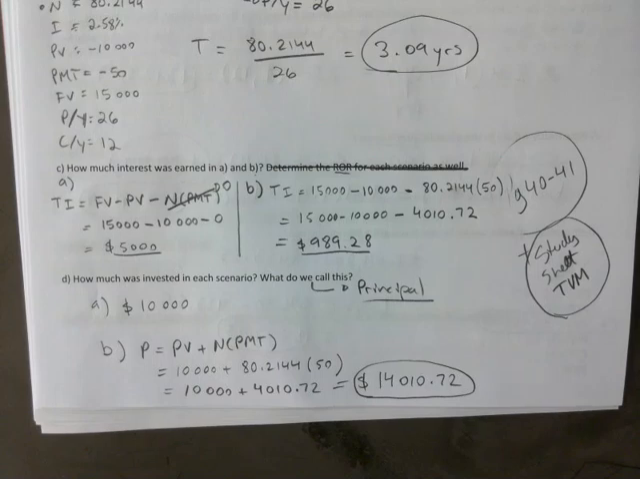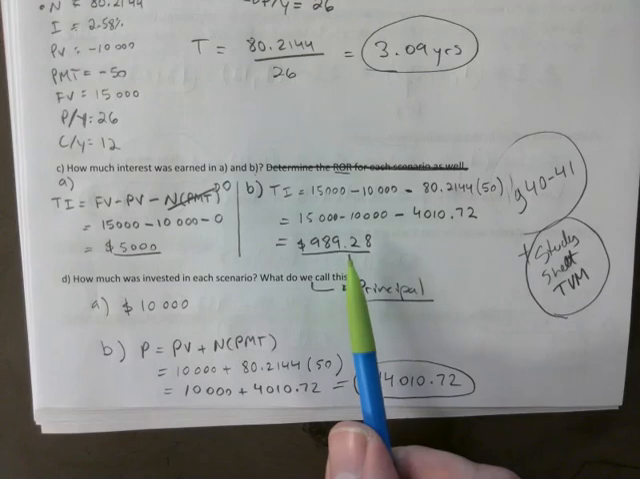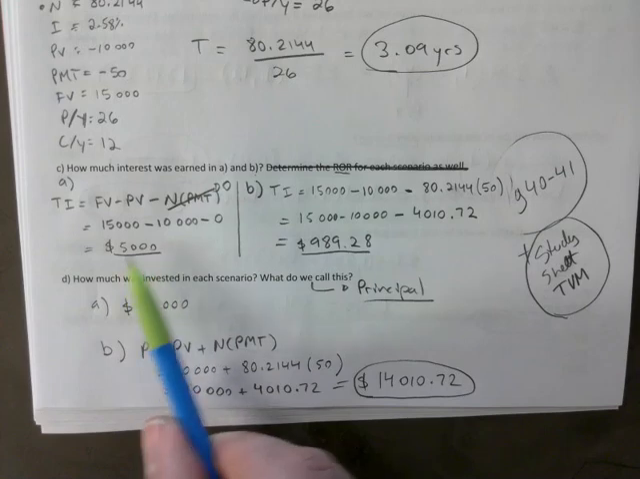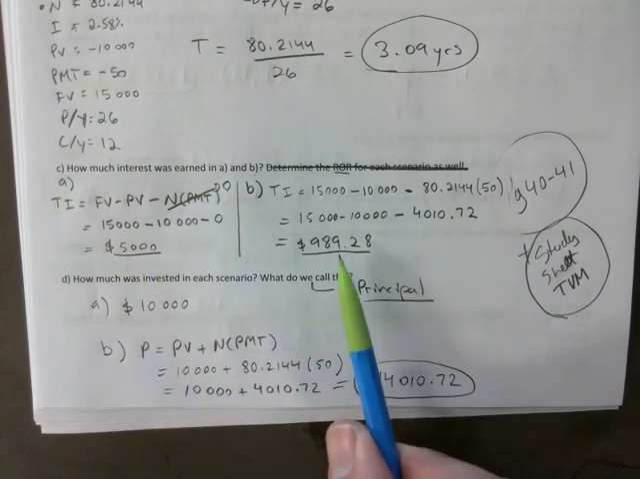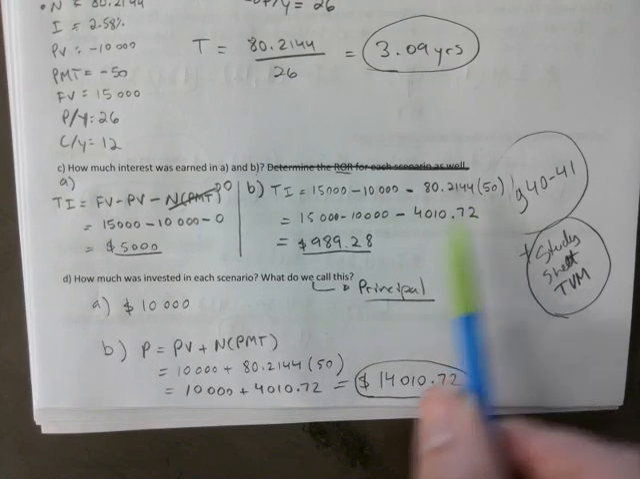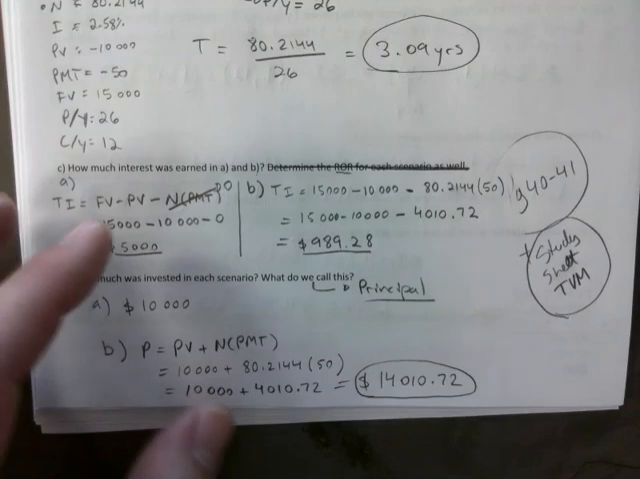Just a question. Out of these two investments, A and B, which one had a greater rate of return, do you think? A. You earned way more interest than this one. This one got you to your goal faster, but remember you had to put $50 in every 2 weeks. Okay, so that's how that goes. Okay, let's go to 38. I asked you to do 38.